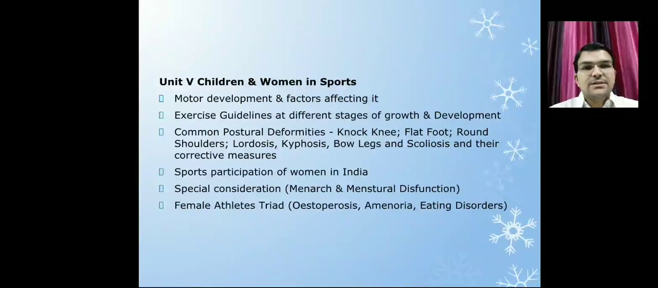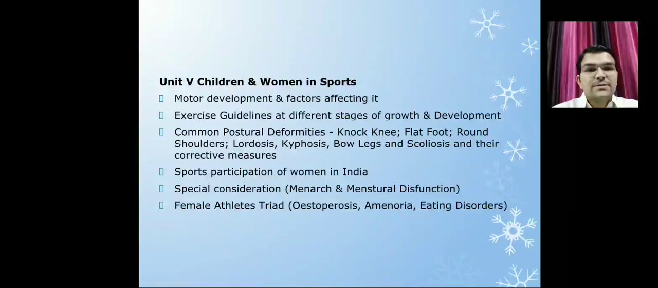Next unit is children and women in sports. This is the fifth unit. In this unit, the first topic is focused on children, in which we will discuss how growth and development and motor development take place, and exercise guidelines at different stages of growth and development. The next topic is common postural deformities. In our syllabus, we will discuss knock knee, flat foot, round shoulders, lordosis, kyphosis, bow legs and scoliosis. Their corrective measures are also part of our syllabus.